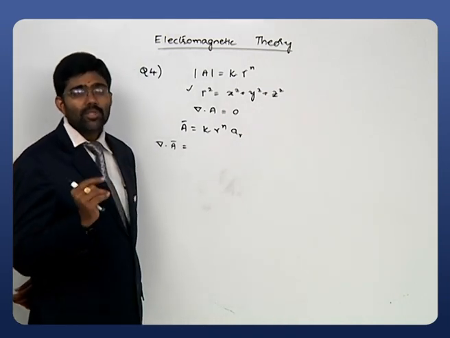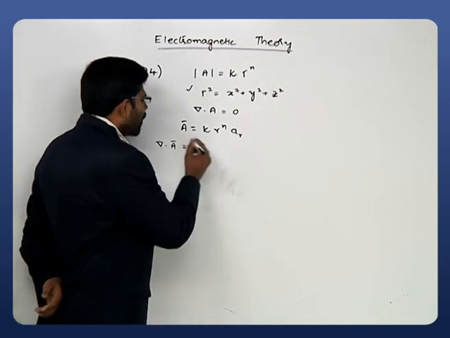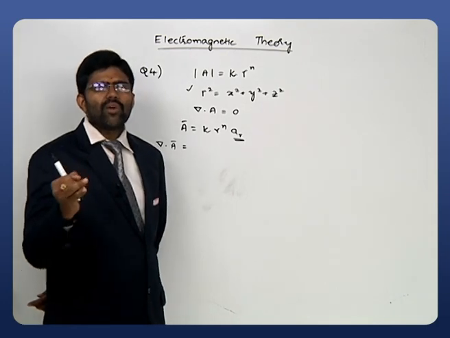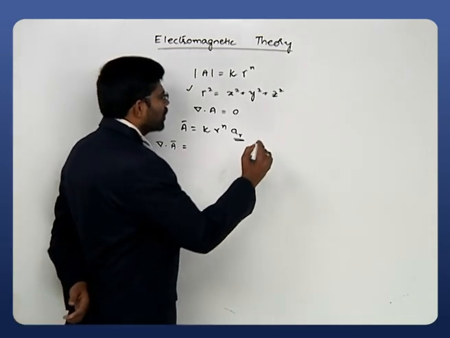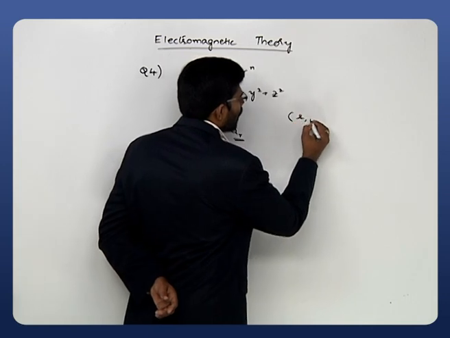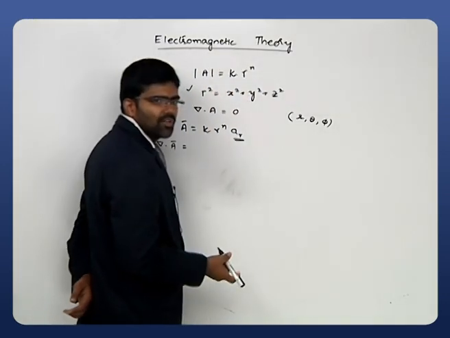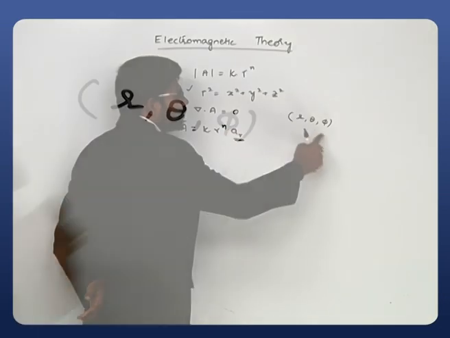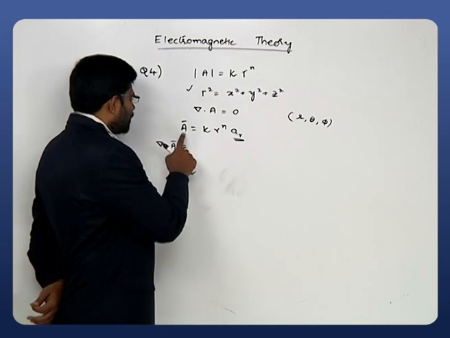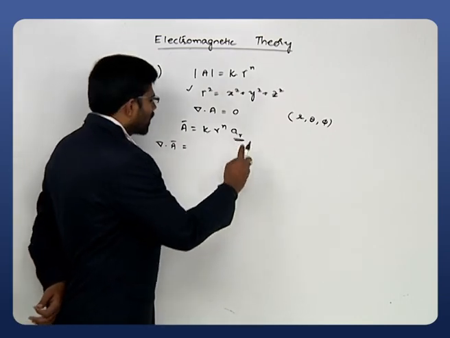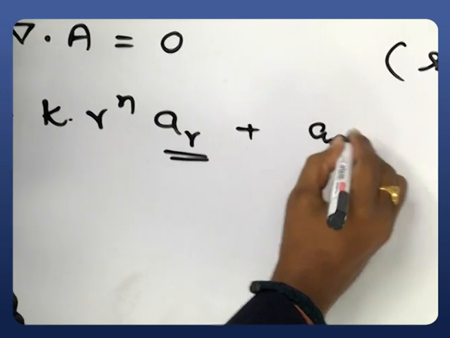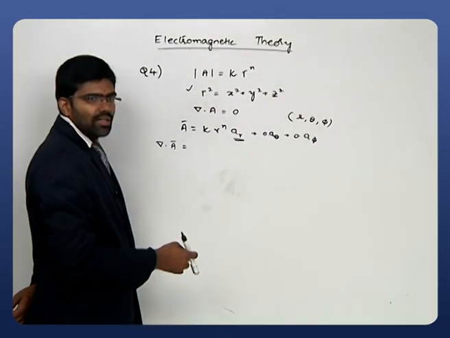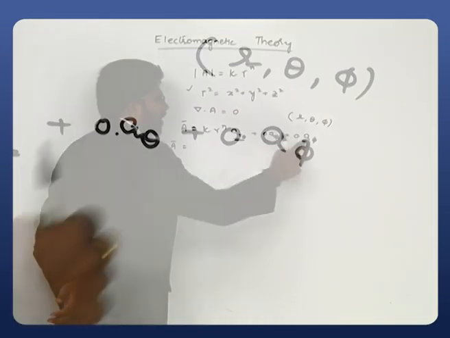Now here observation plays a very important role, that in our A bar we have only the radial term and we have no theta term and phi term. So what are the three coordinates in our spherical coordinate system? In their order they are r, theta, phi. So if you are considering any vector, it may contain an a r term, an a theta term and an a phi term. Now observe here, A bar contains only an a r term and the a theta term and a phi term are 0. That is what you can take. So in the dot product, you may not get any a theta term and a phi term.